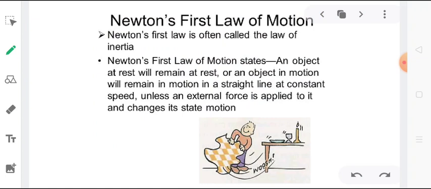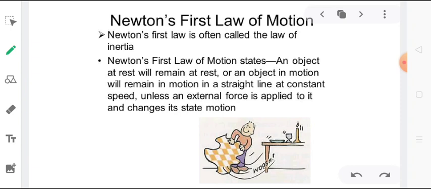So Newton's first law of motion is often called the law of inertia. This name was given by Galileo. It states an object at rest will remain at rest, or an object in motion will remain in motion in a straight line at constant speed, unless an external force is applied to it and changes its state of motion. So this external force needs to be an unbalanced one.